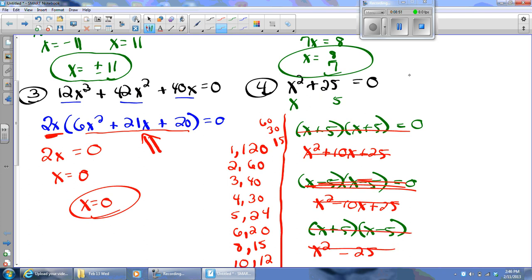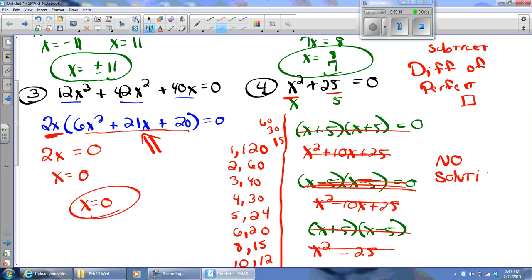See, you're trying to use the difference of perfect squares. The problem is this is a perfect square, this is a perfect square, but there's no subtraction. Difference means subtract. And so you see this one, you can't factor it. You could say this is prime, but since we're solving for x, you'd actually say that this problem has no solution. All right, there you go.